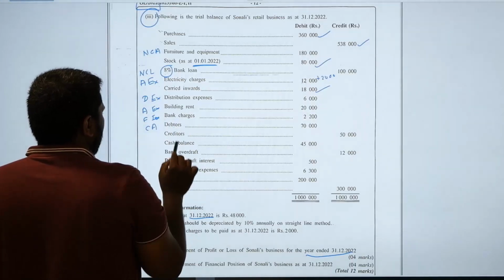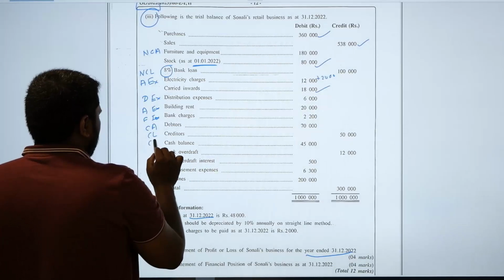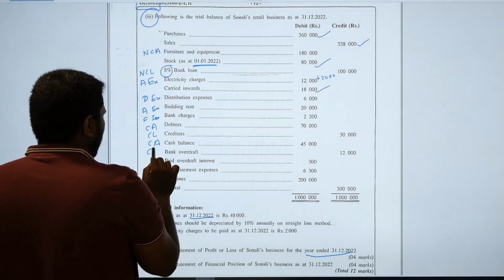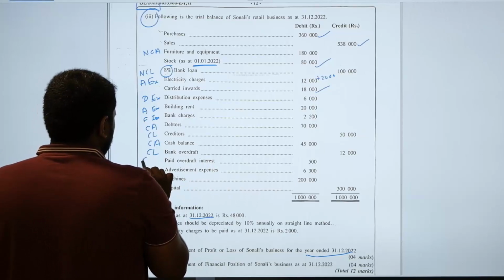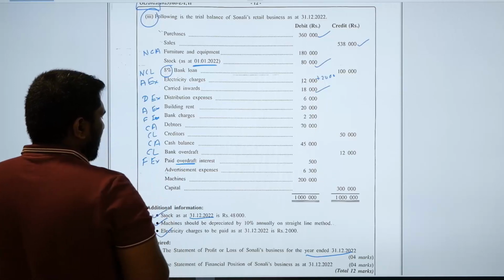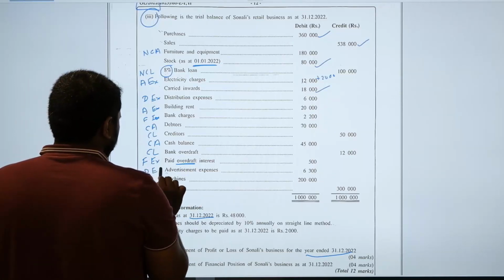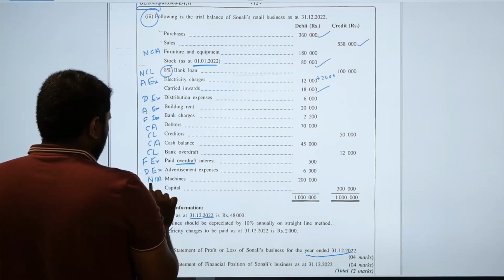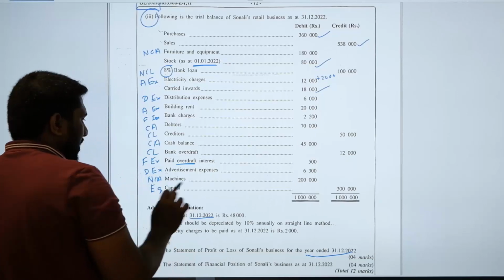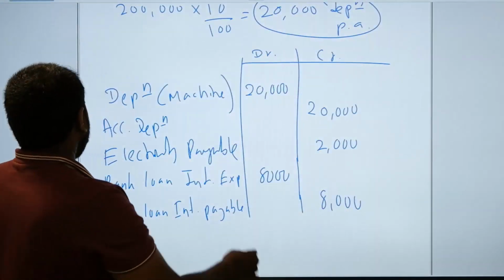Debtors current asset. Creditors current liability. Cash current asset. Bank overdraft current liability. Interest is finance expense. This is overdraft interest. Advertising, it is distribution expense. This is non-current asset. This is equity. And we are not done with the trial balance. We added certain things to the trial balance.